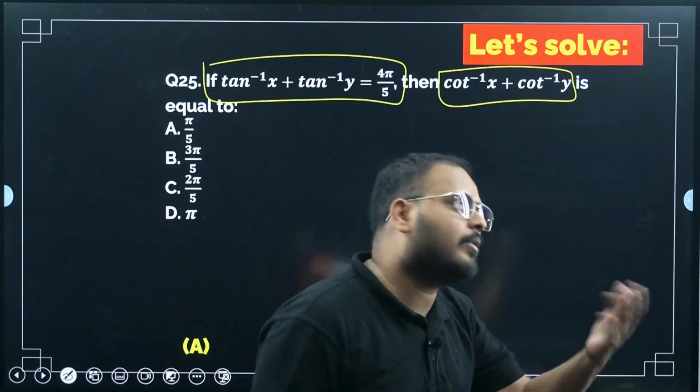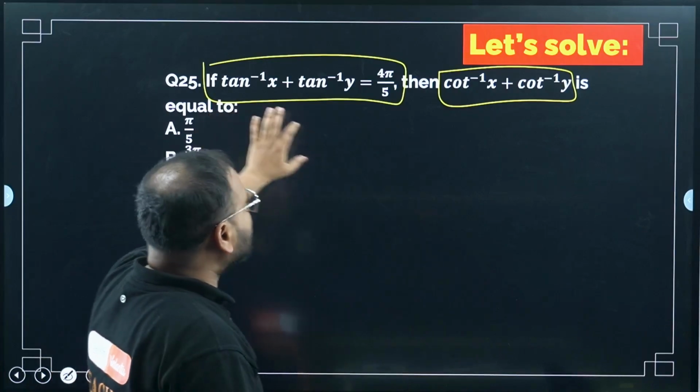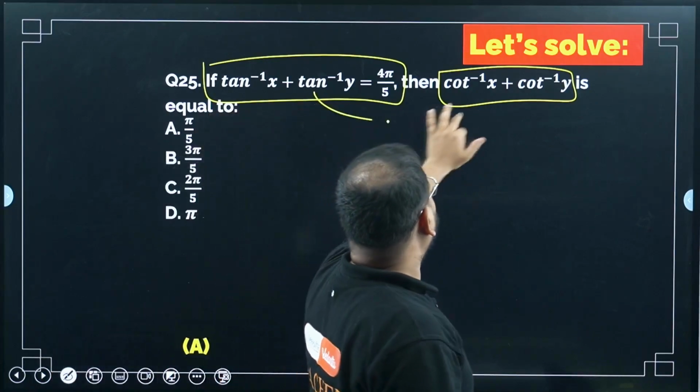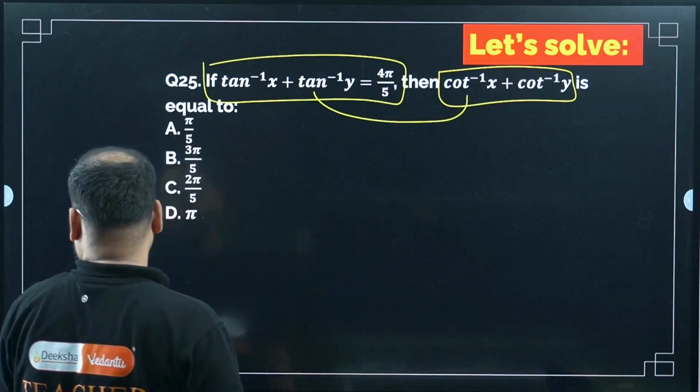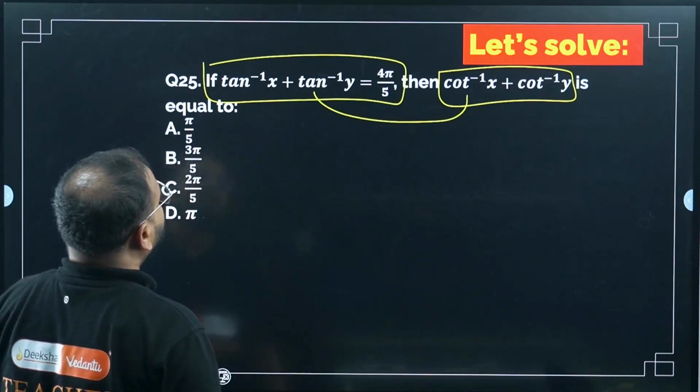Because then the work becomes very, very easy, because they are also complementary functions. Check here: tan and cot are complementary functions, so some results will come from there. Okay, sir, so let's see.